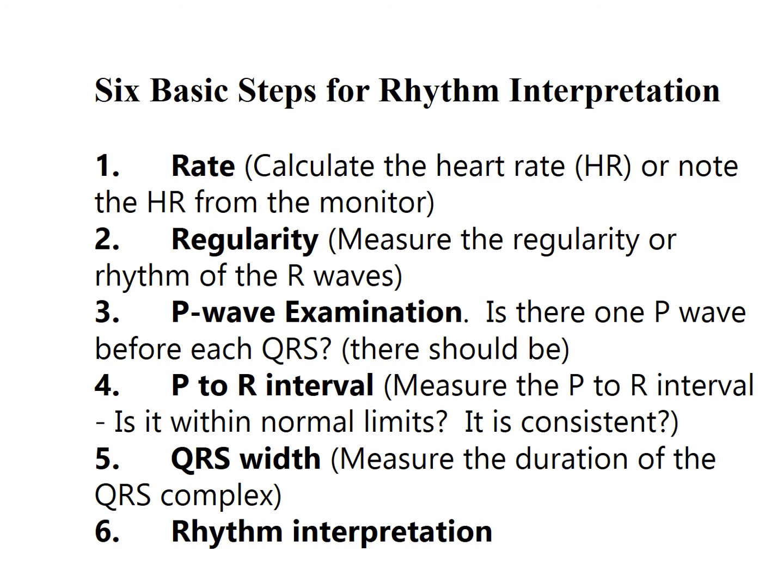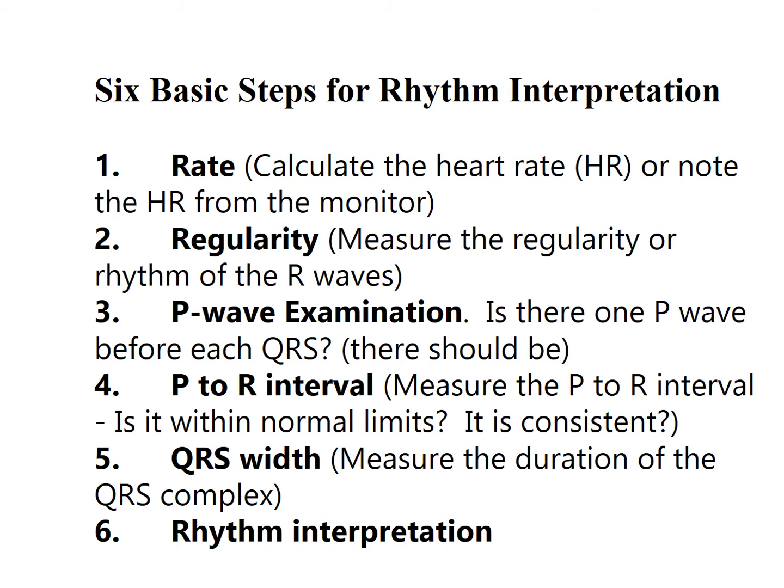Once you determine if that's regular or irregular, you then look at your P waves. You want to make sure there's one P wave before each QRS complex. The P waves we're checking should be upright in lead 2. And do they look uniform in shape? Is there a P before every QRS? These are things that we are looking for.